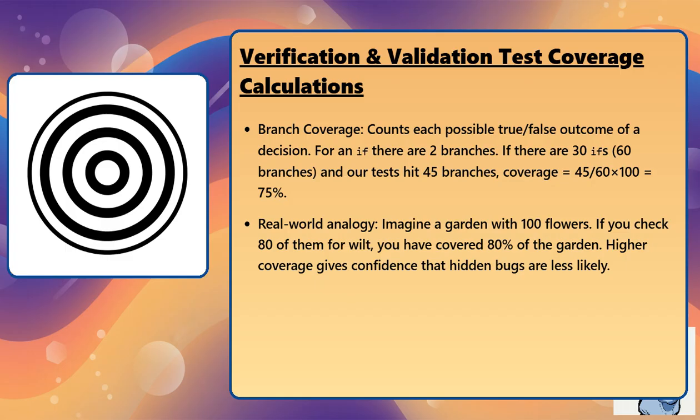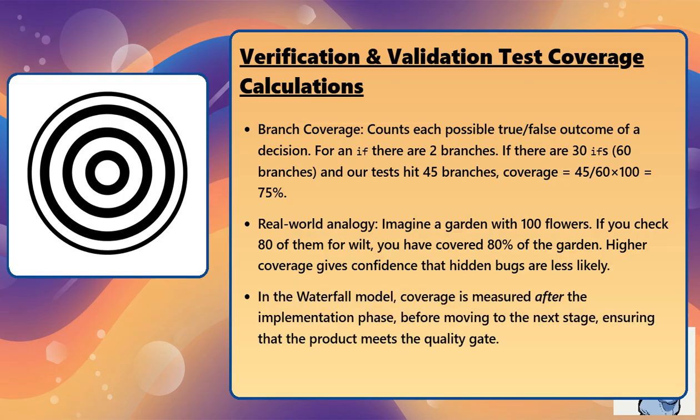Real-world analogy: imagine a garden with 100 flowers. If you check 80 of them for wilt, you have covered 80% of the garden. Higher coverage gives confidence that hidden bugs are less likely. In the waterfall model, coverage is measured after the implementation phase, before moving to the next stage, ensuring that the product meets the quality gate.